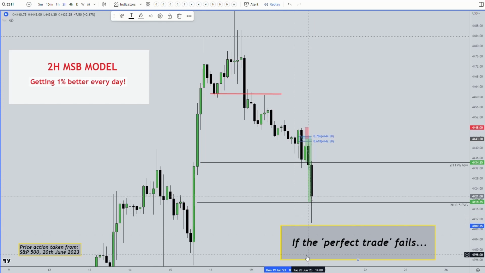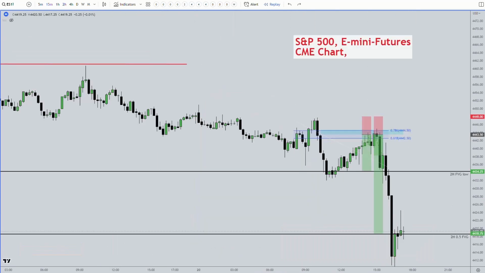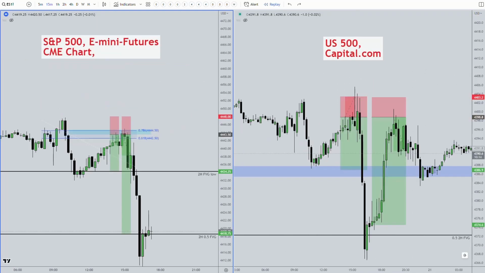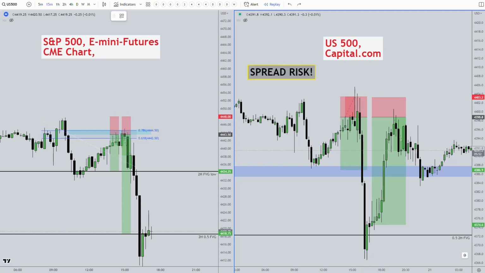So why, you might wonder, am I then talking of the perfect trade that fails? The problem simply is that many of us, especially beginning traders or traders with a smaller account, don't trade the real E-mini futures CME chart, but rather through a broker. In our example here, the US 500 through the broker capital.com. And that above all means one thing: spread risk. You see it here. This is what happened to me yesterday.